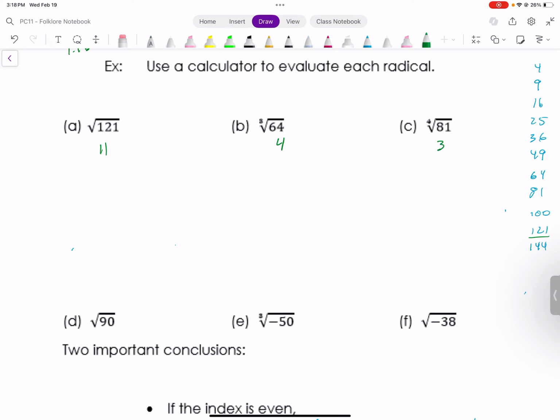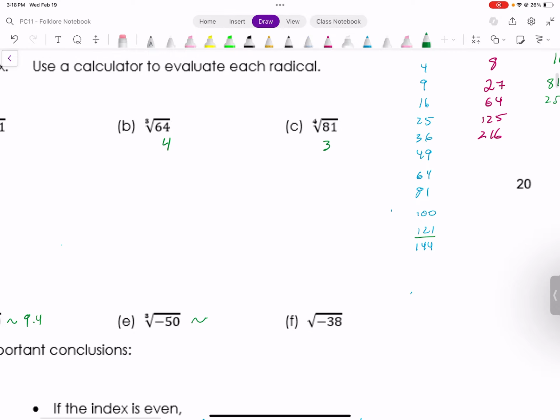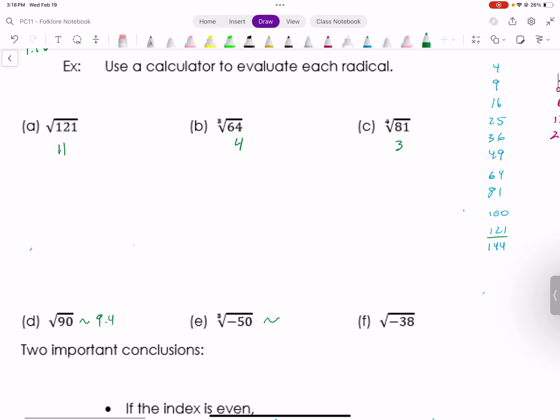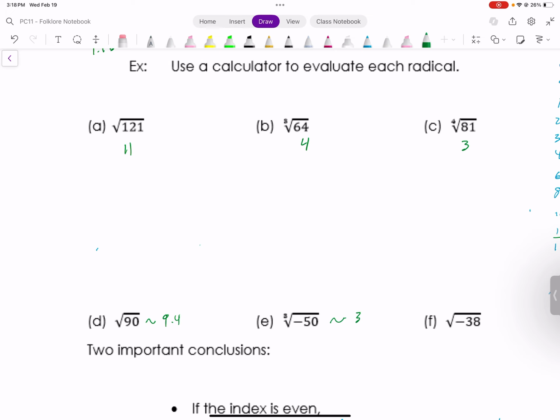So far, so good. Now, the square root of 90, I'm just going to peg it, maybe 9.4 or something of the sort. It's not really that important. What we're here to see is when things work and when things don't work. Now, the cube root of 50. The cube root of 27 is 3. The cube root of 64 is 4. So I know that it's between 3 and 4, so I'm just going to put approximately 3.5.